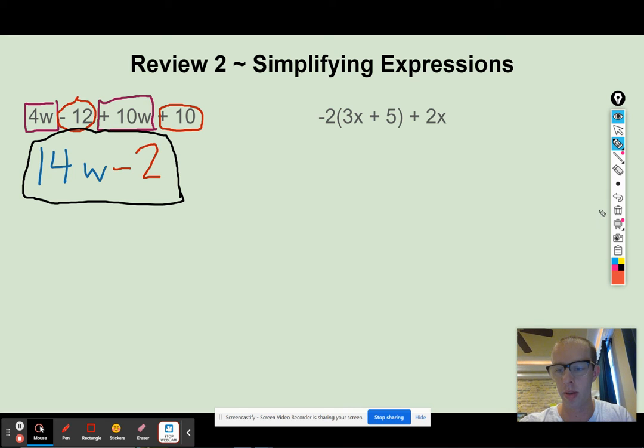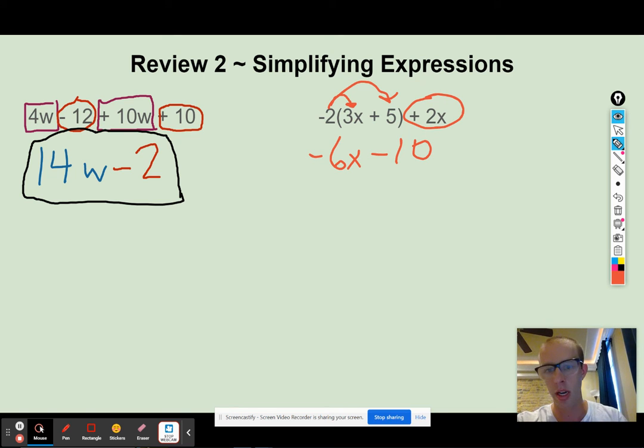The other skill we have to be able to simplify expressions is the distributive property, which means when I have a number outside parentheses, it multiplies to every term inside the parentheses. So I do negative 2 times 3x, I get negative 6x. I do negative 2 times positive 5, I get negative 10. And this positive 2x right here, it is not in the parentheses, so it does not get multiplied by the negative 2. I simply drop it down, negative 2x.